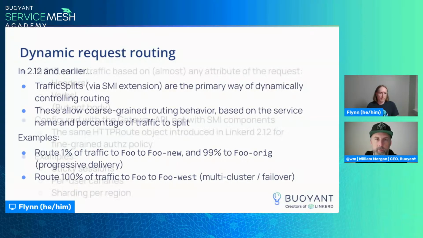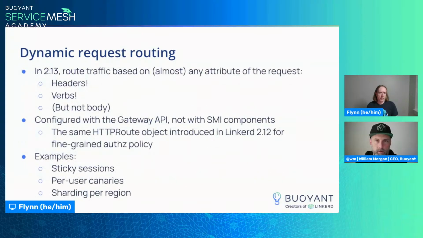So now let's talk about 2.13. Now we are going to not just talk about the host header, or the authority header. We're going to talk about almost every attribute of the request. We're not going to look at the body, because the body is still off limits, but headers, verbs, anything else in these HTTP requests, including gRPC requests, will be available for us to do routing on.